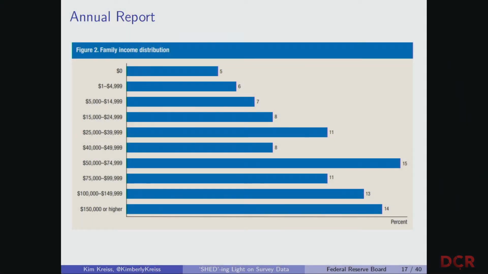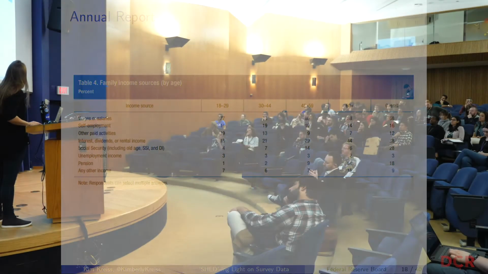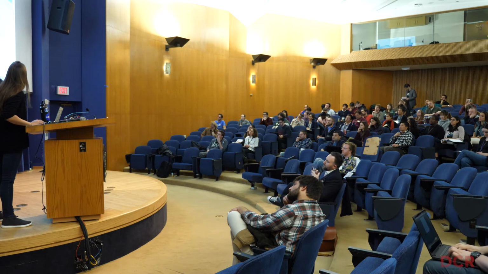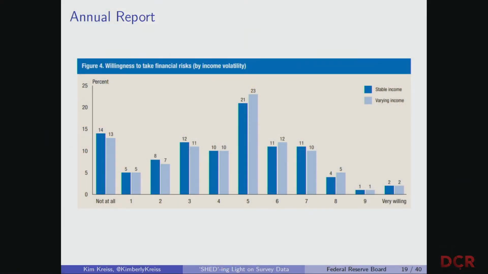A nice classic is the bar chart showing just family income distribution. This is just a crosstab, so we want to see where you're getting your income from and how that varies by different age categories. And then again, you can see down here, we note where respondents might be in different categories. And then this is one where we're comparing different groups. We take people who tell us they have a stable income or a varying income, and then we look at how willing they are to take financial risks. So different types of charts and visuals here.